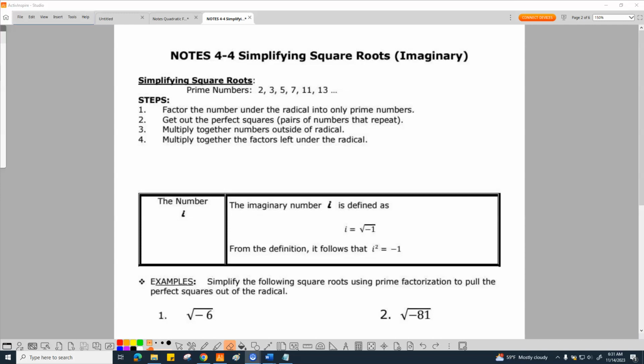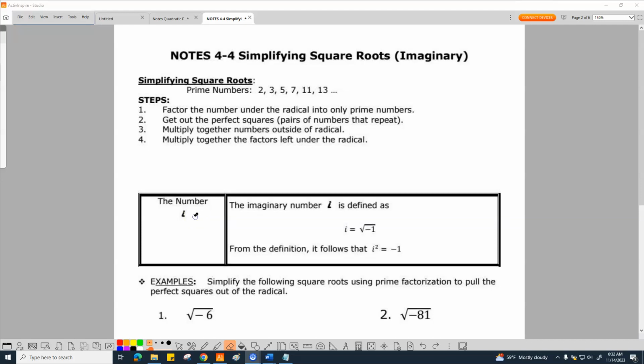All right, Algebra 2. Today we're going to be doing imaginary numbers and simplifying them out of radicals. So this is one of those things you just have to memorize. The number that we're going to be dealing with is called i. I think you've seen this before, but going on COVID, I'm going to assume you haven't.